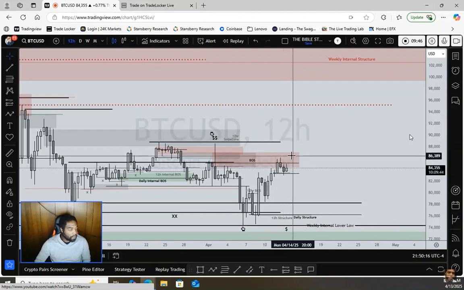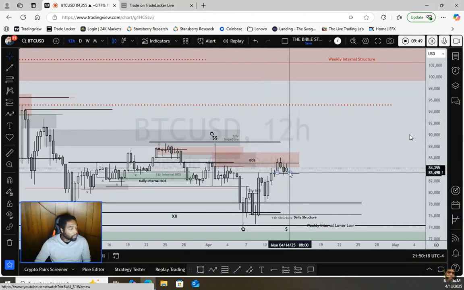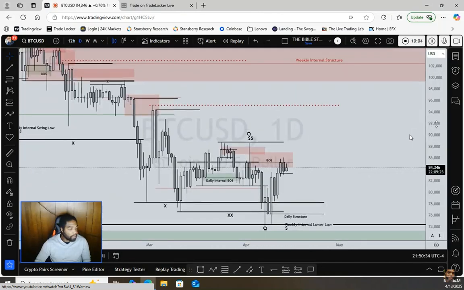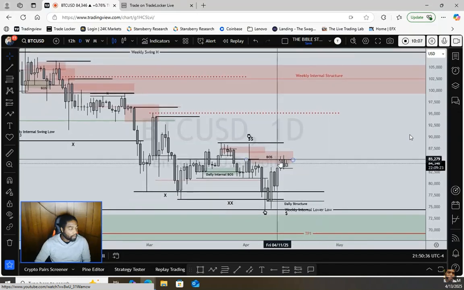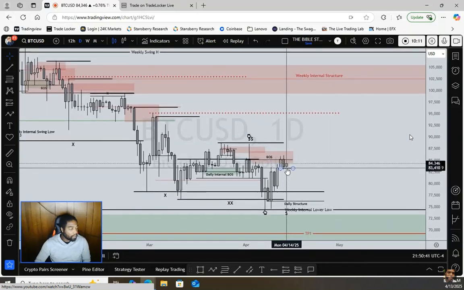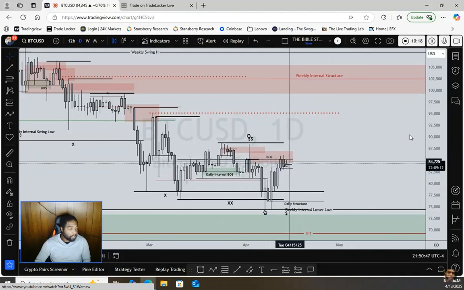Yeah, we can see that. Internal retracement, continuation to solidify this breakthrough. Internal retracement on the daily. It respected the opening of this candle. Okay.